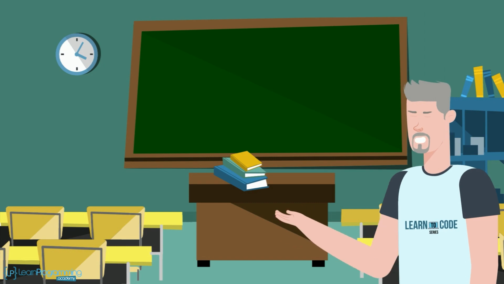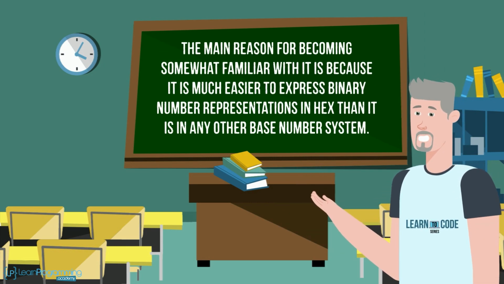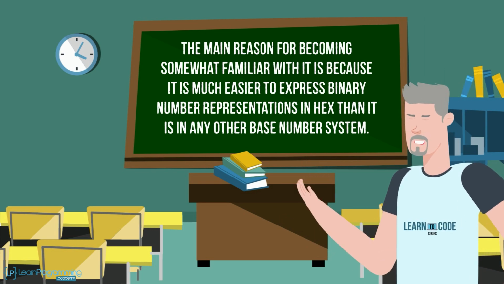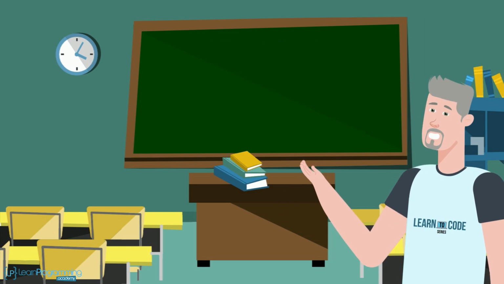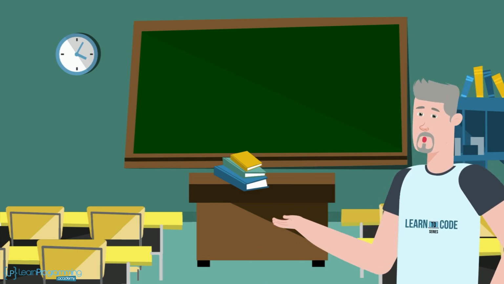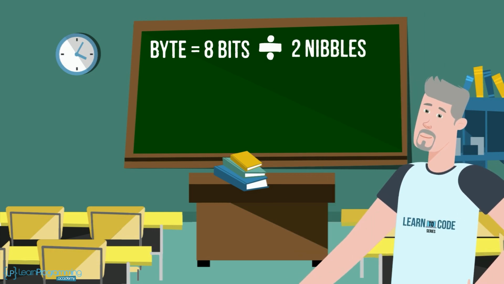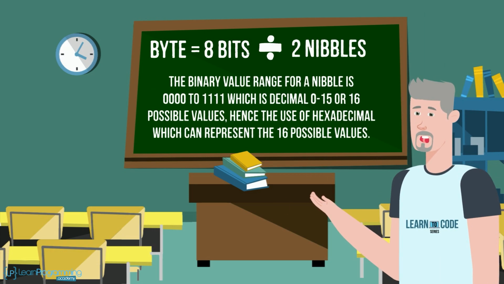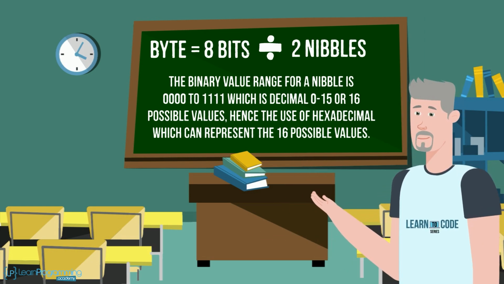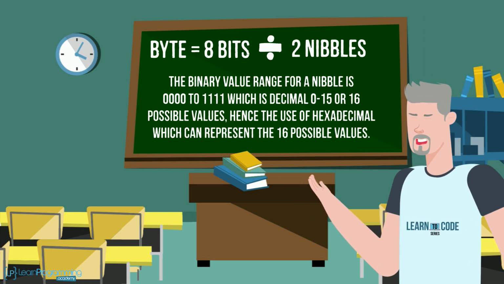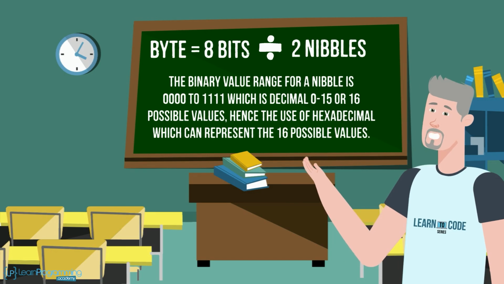To finish our discussion of hex, the main reason for becoming somewhat familiar with it is because it's much easier to express binary number representations in hex than it is in any other base number system. As I said before, computers do not actually work in hex, but consider that a byte is 8 bits. If we divide the 8 bits into 2 nibbles, 4 bits, the binary value range for a nibble is 0000 to 1111, which is decimal 0 to 15, or 16 possible values. So hence the use of hexadecimal, which can represent the 16 possible values.